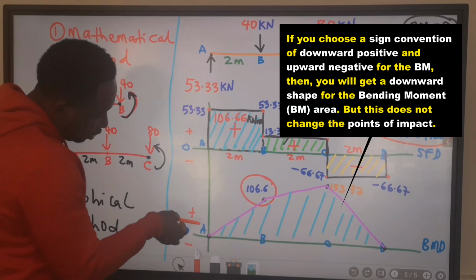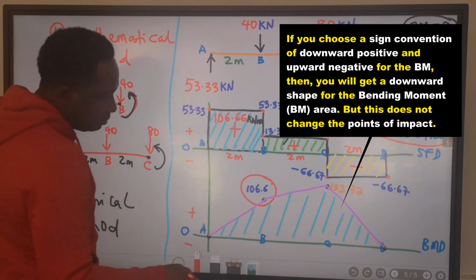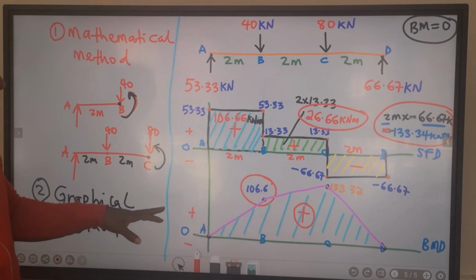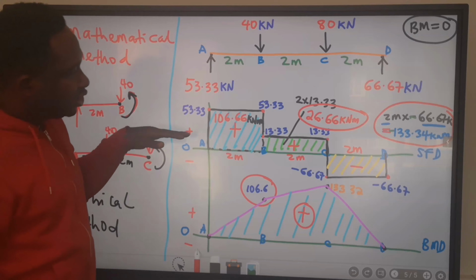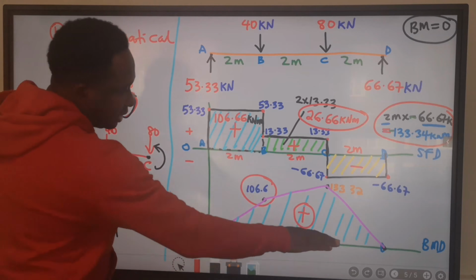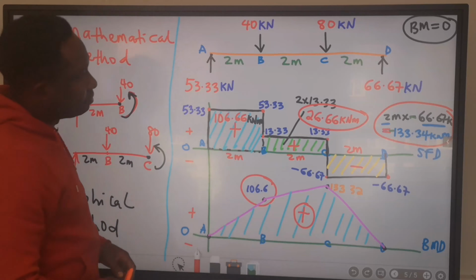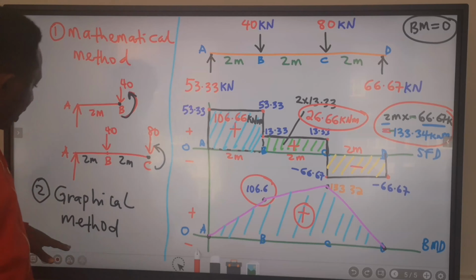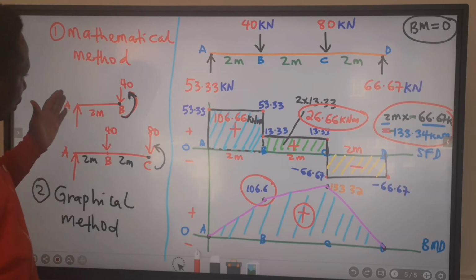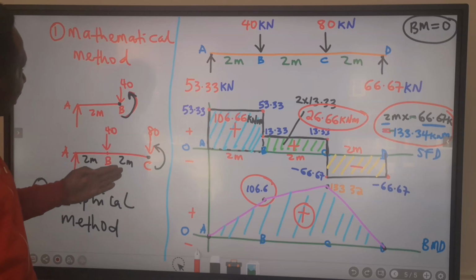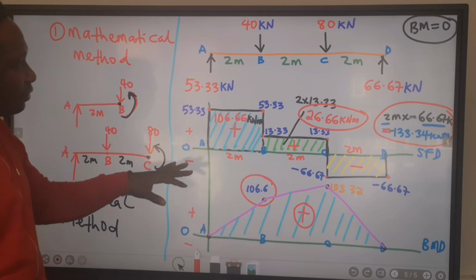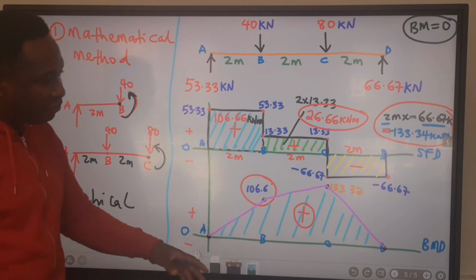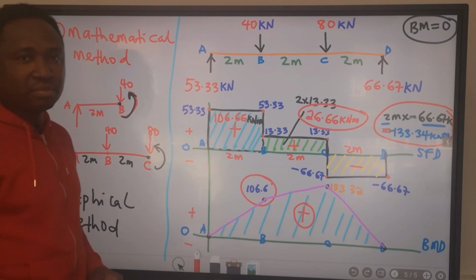And because it's on this positive side of the diagram, this becomes a plus. And this becomes the shear force diagram, and this is the bending moment diagram for this simply supported beam. I used the graphical method here. You can also watch the video for the mathematical method. Both will give us the same shape for the shear force diagram and for the bending moment diagram.